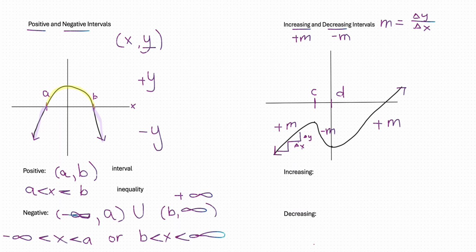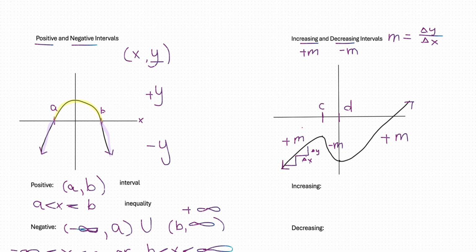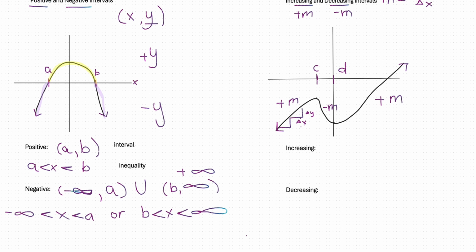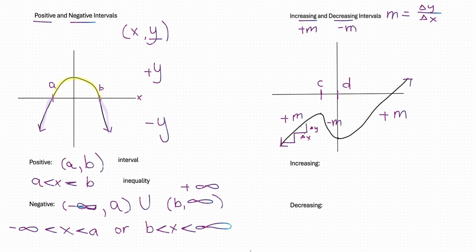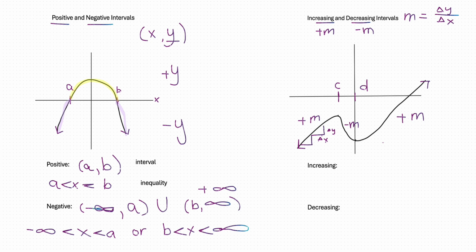So now let's write this again. And again, we're going to be using interval and inequality notation just like we did on positive and negative intervals. So let's start with our interval notation. For increasing, our function is increasing on the intervals over here that we noted, wherever our slopes are positive. It's increasing on the intervals negative infinity to c as well as d to infinity.